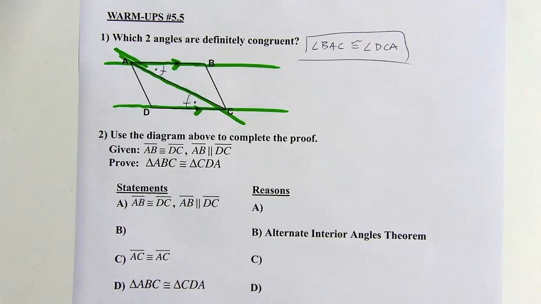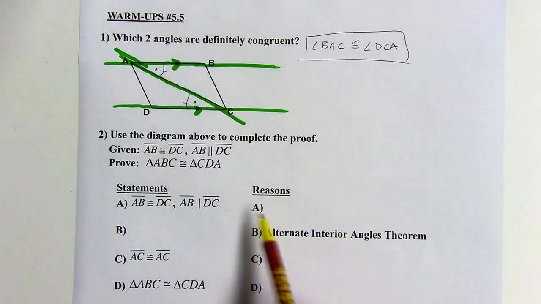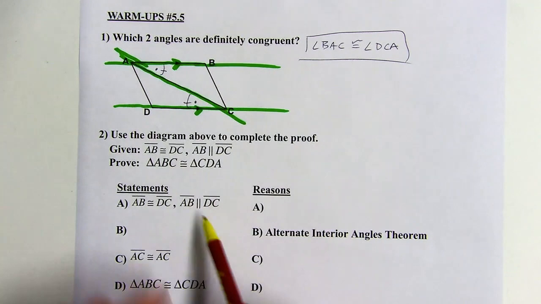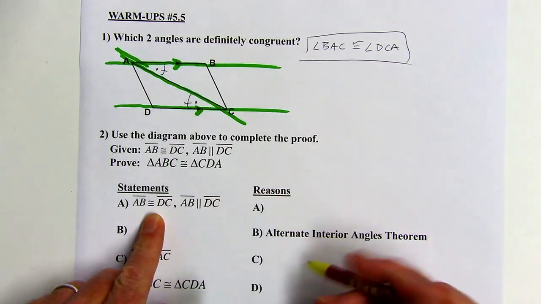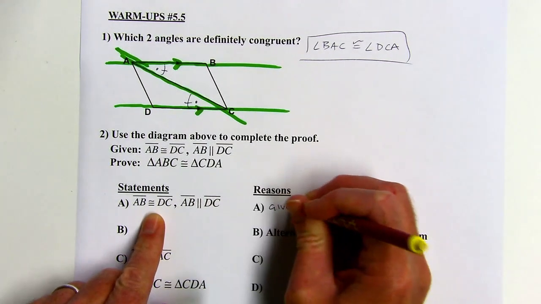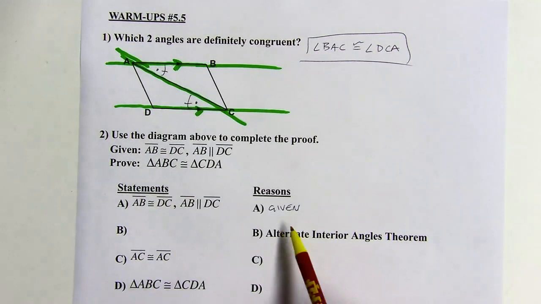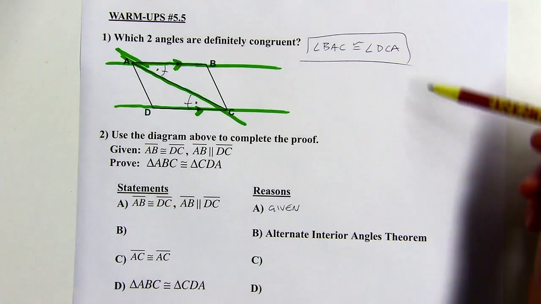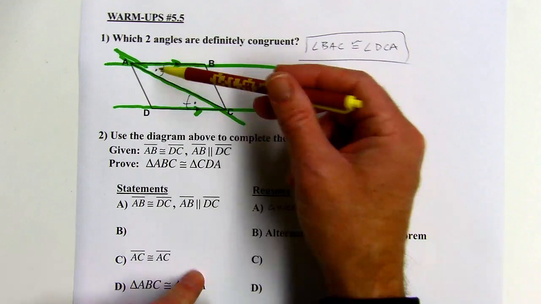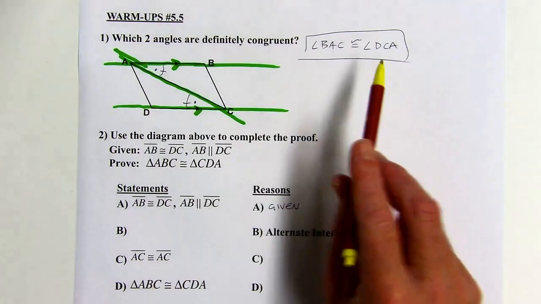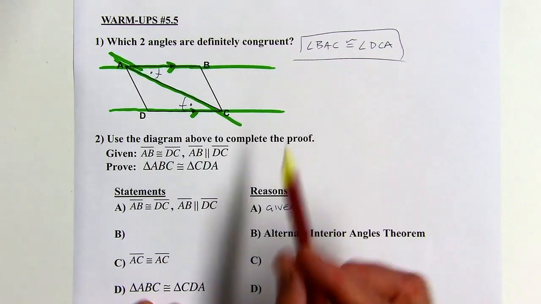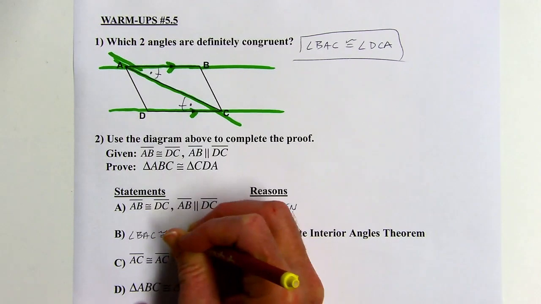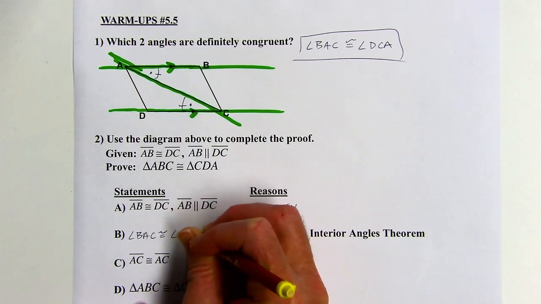Okay? All right. So now this says use the diagram above to complete the proof. So we've got some given info here, right? That's my given info, so my reason for that is going to be given. And then I want to say something is congruent by the alternate interior angles theorem. Well, that's what we did in part 1, right? We showed that these two angles were congruent by the alternate interior angles theorem. So I'm just going to copy what I have here there. Angle BAC is congruent to angle DCA.